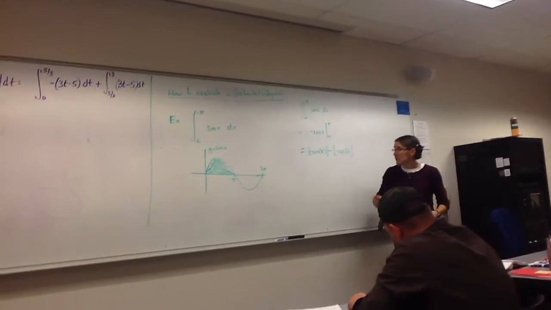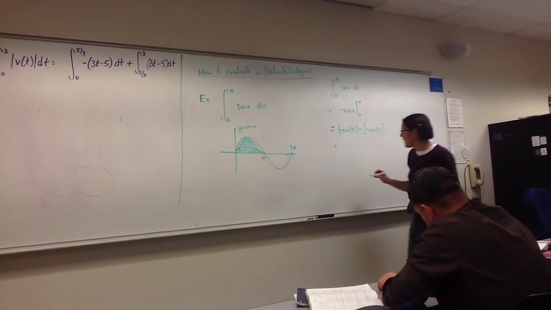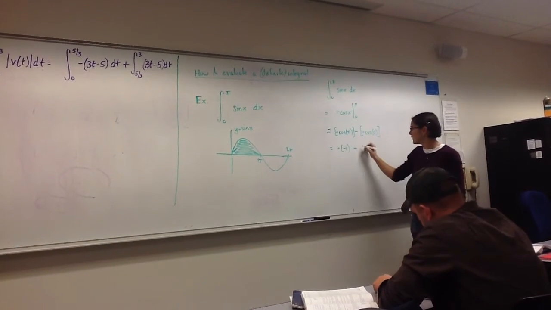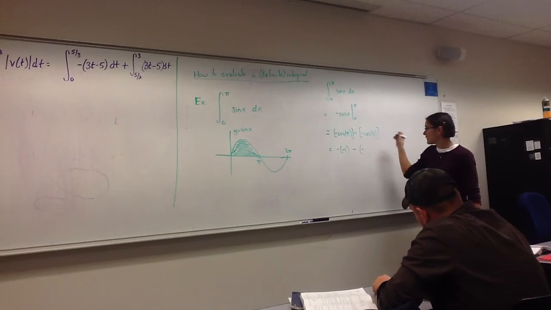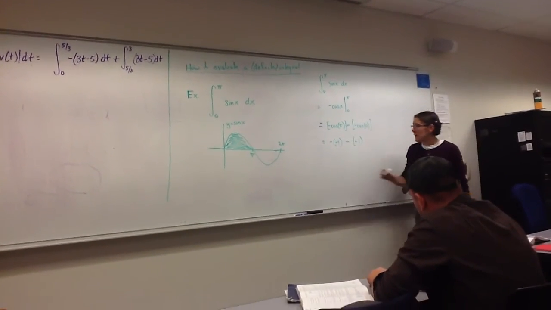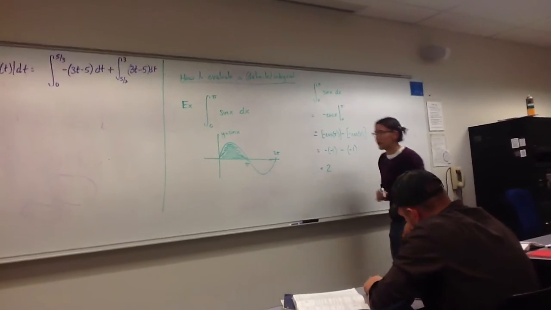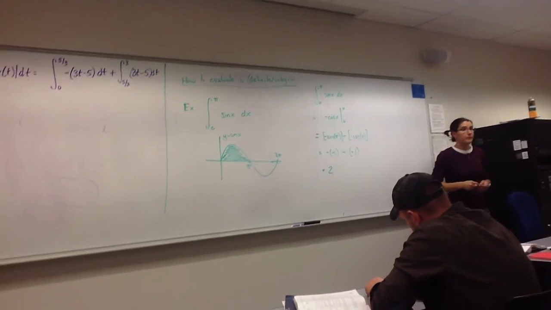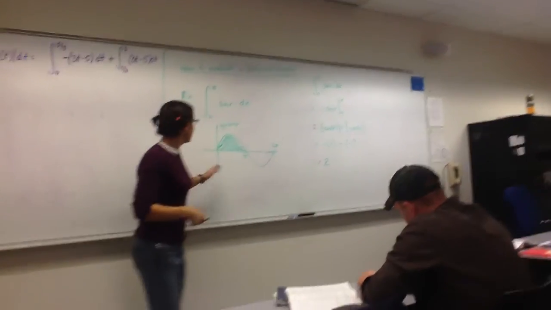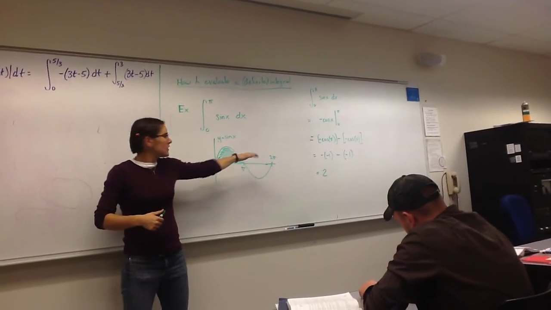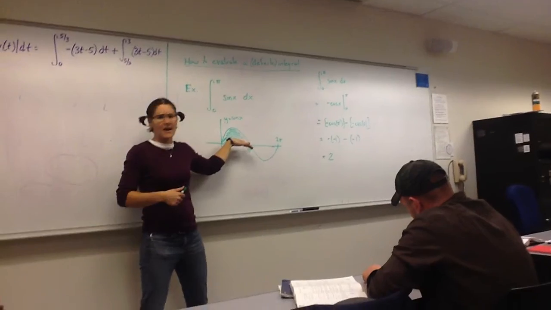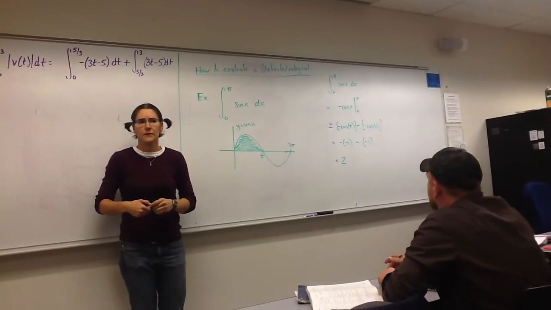So here's where your trig has to come back to you, and cosine of pi is negative 1, so I have negative 1 minus negative cosine of 0. Cosine of 0 is 1. So in the end, after sorting out all of those negative signs, we end up with a positive 2. So the area under our sine function, starting at x equals 0 and ending at x equals pi, the area below the sine function and above the x-axis is exactly 2 square units.